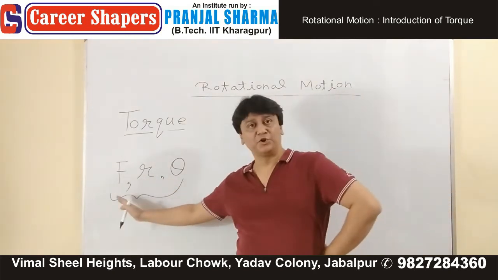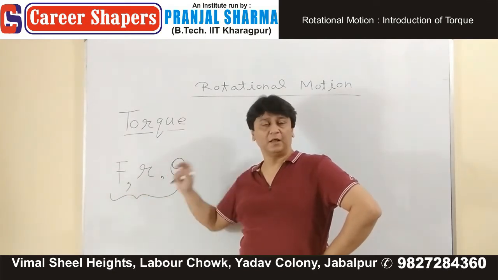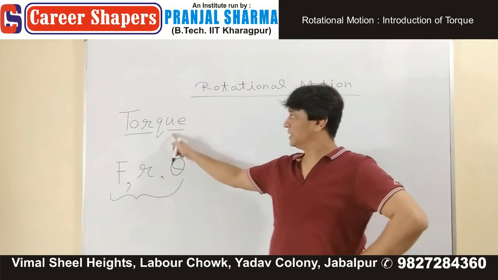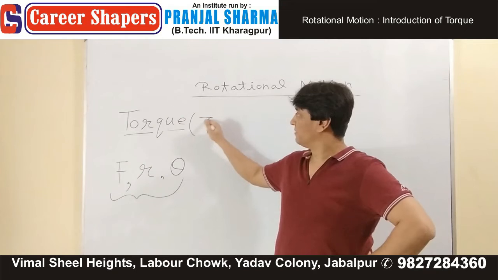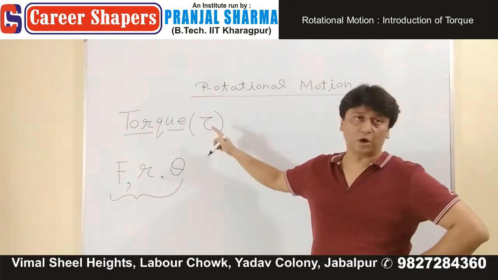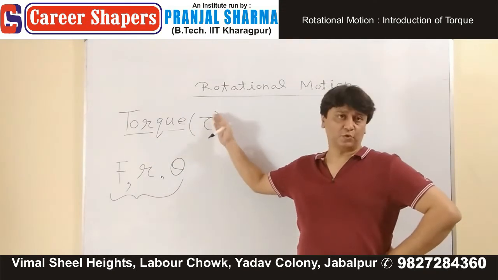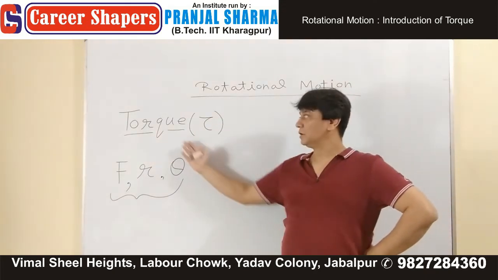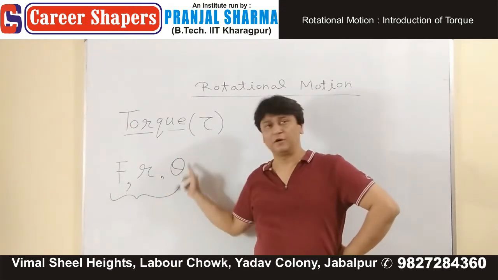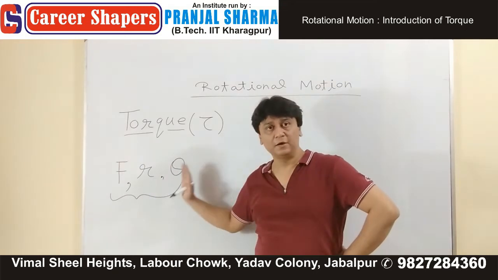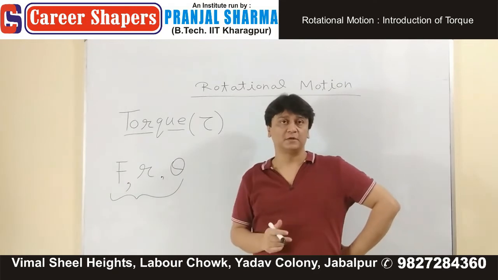This information, which is present in the form of F, r, theta, collectively is called torque, and is given by this symbol, which is called tau. So torque, this is T with a curve, called tau. What is torque? The combined effect of F, R and theta. This was the base introduction, the way a body rotates.